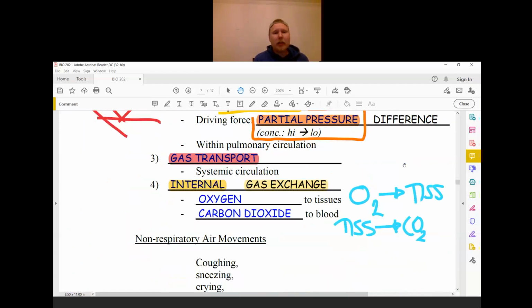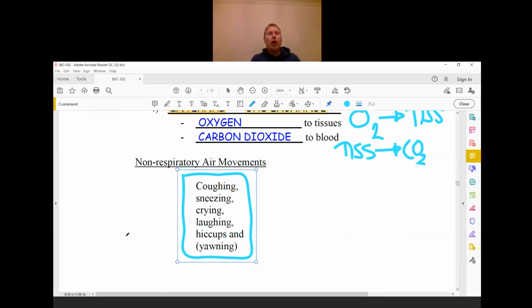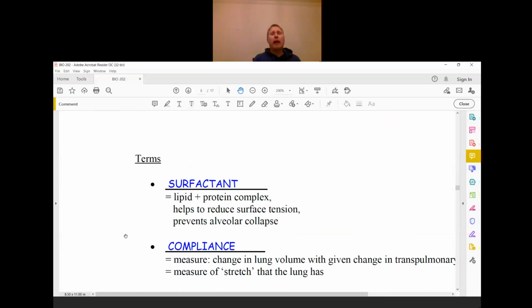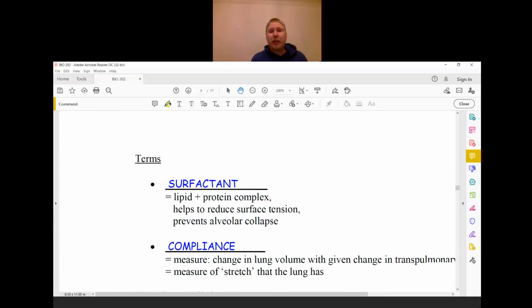So the next thing I want to talk about, I've listed here a bunch of non-respiratory air movements such as coughing, sneezing, crying, laughing, hiccups, even yawning. These are all processes where air moves, but it's not really to do with the respiratory process as such. And let's continue our review of the physiology of the respiratory system.